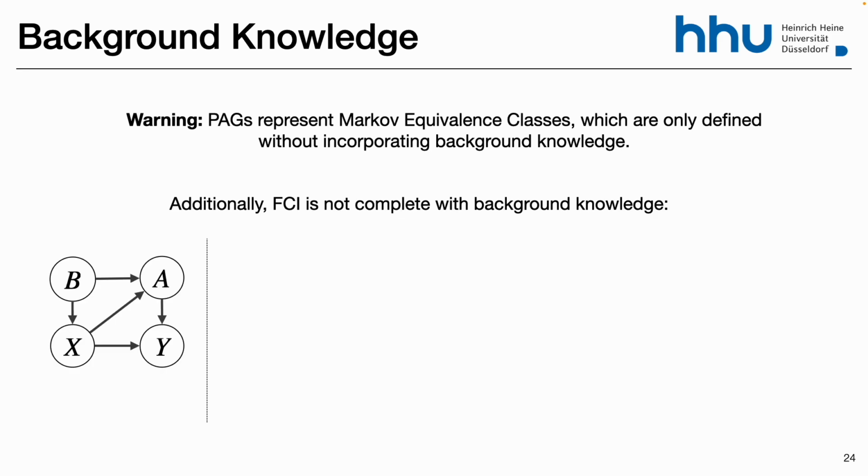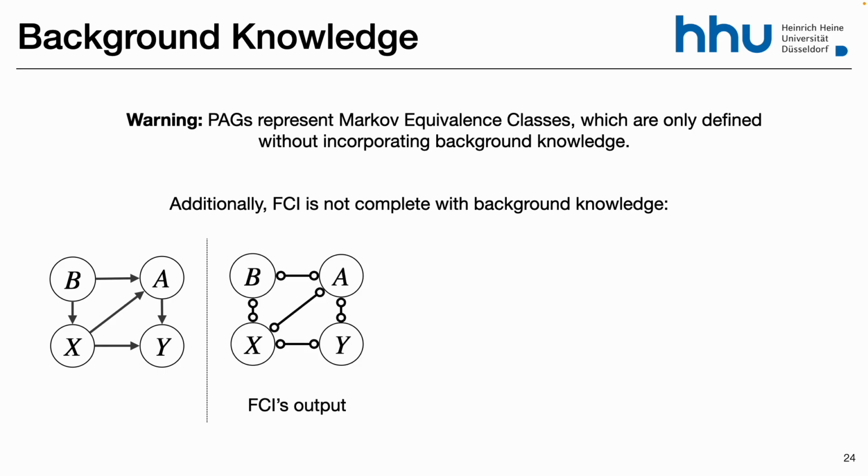So this is an example. Suppose that this is a PAG. Oh, sorry, that's my graph. The original could be anything. Could be a MAG or could be an ADMG. Let's suppose that's an ADMG. But that's my PAG. That's my output of the FCI.